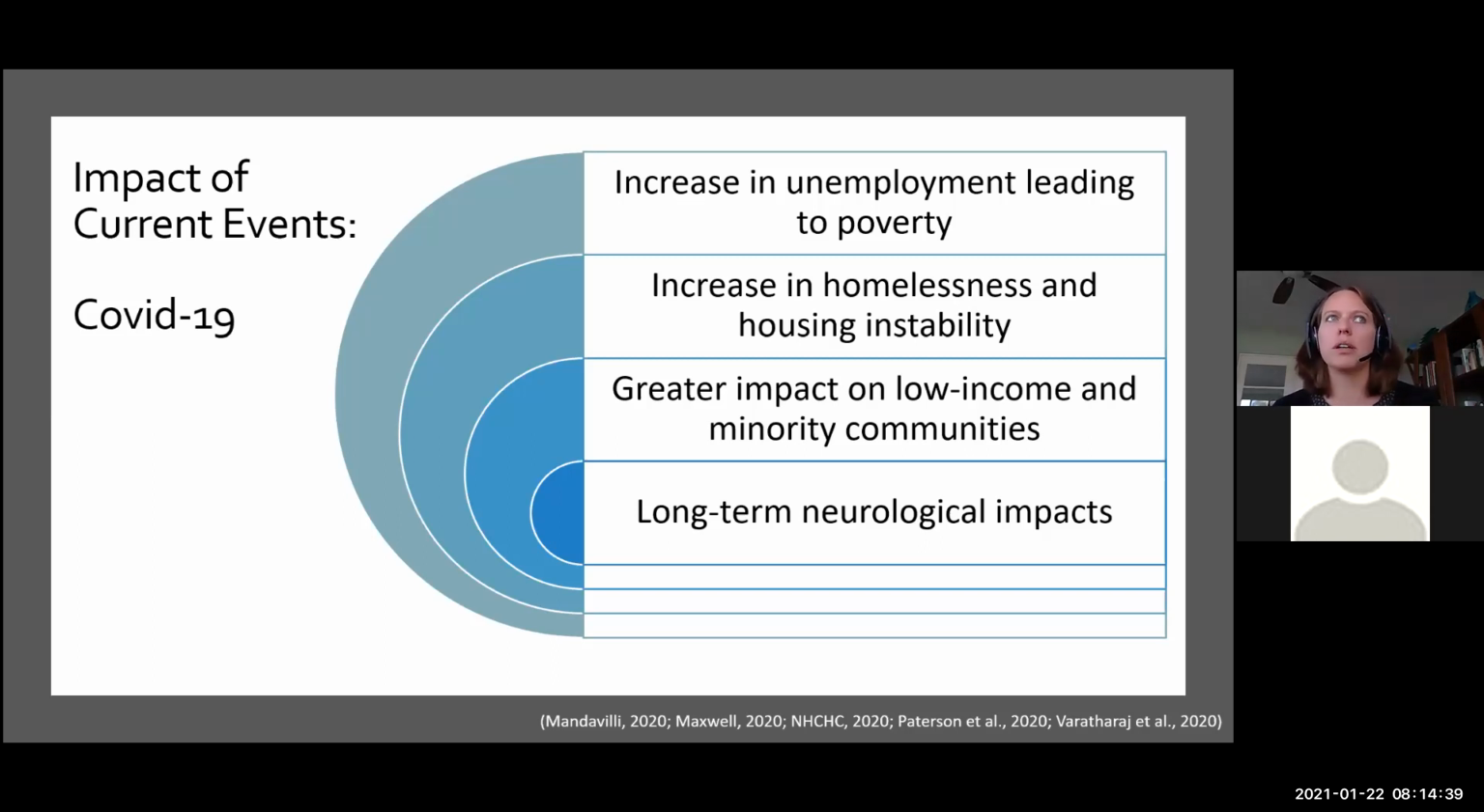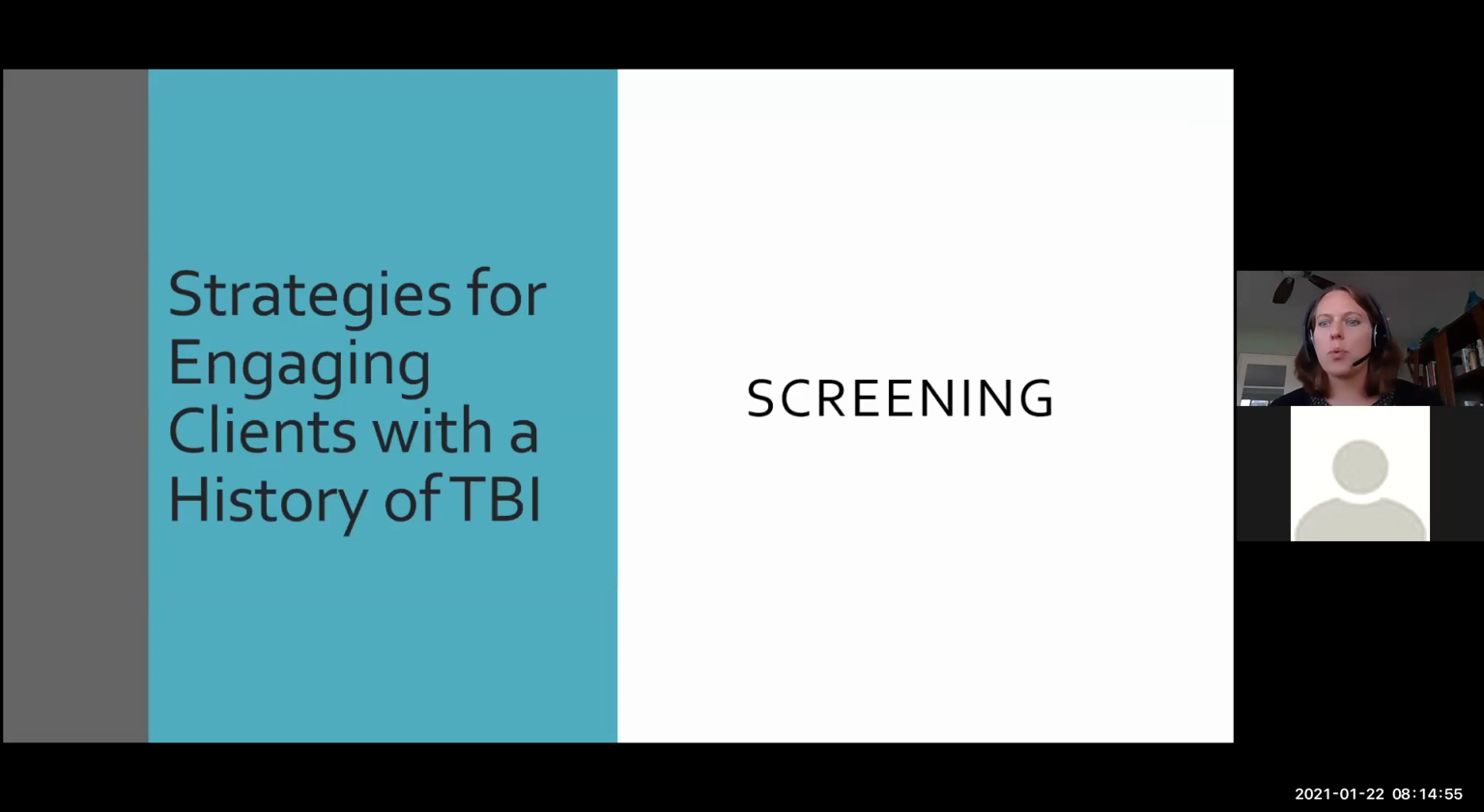So these are all really important considerations that we need to bring to mind when we are working with folks with TBI, because it's not just about the physical presentation that's coming, but it's what is happening in the world around them. And our accommodations need to be mindful of that. So where do we start?